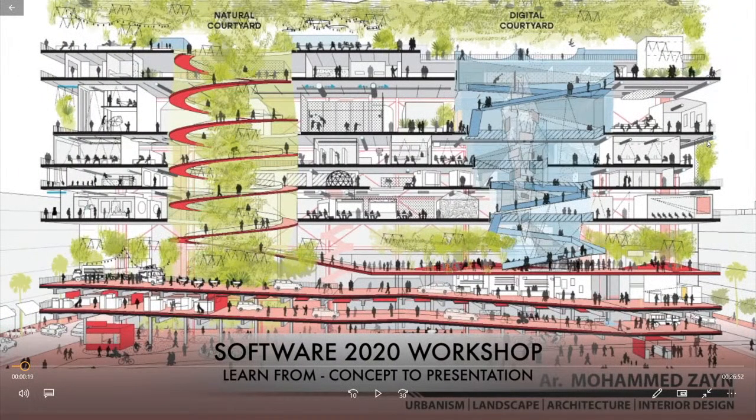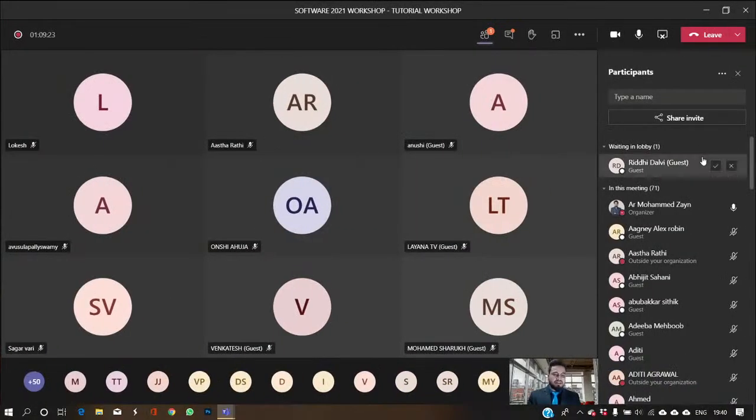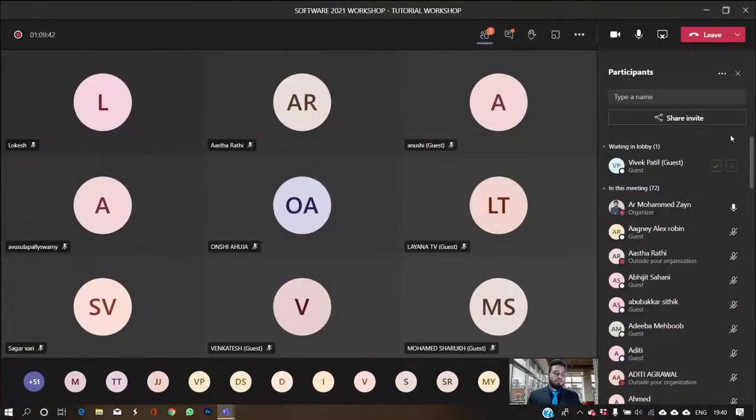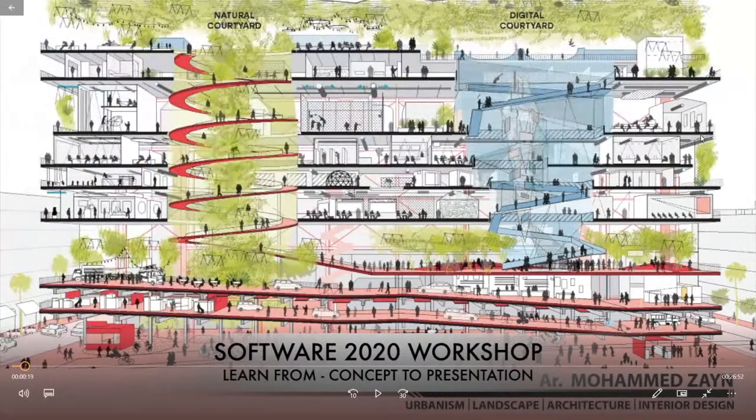So what is the Software 2020 workshop? As I said, basically it is from concept to presentation. Learn these four softwares and evolve from concept to presentation. If you're an architecture student, or any kind of design student from the field of architecture, urban designing, landscape, or interiors, or if you are a professional, you can pitch to clients with respect to these softwares. You don't have to depend on any other softwares. Again and again I'm saying, you can just depend on these softwares.